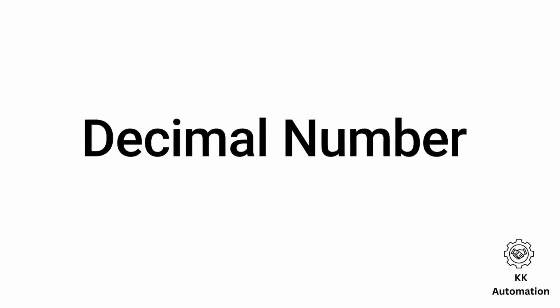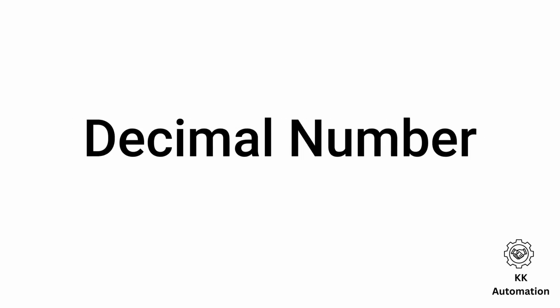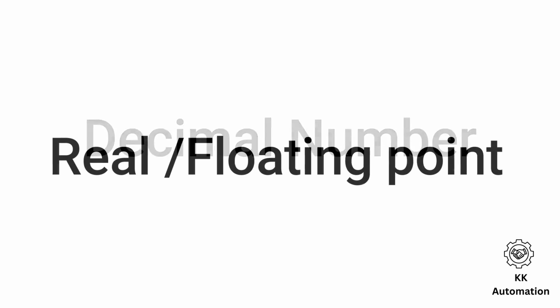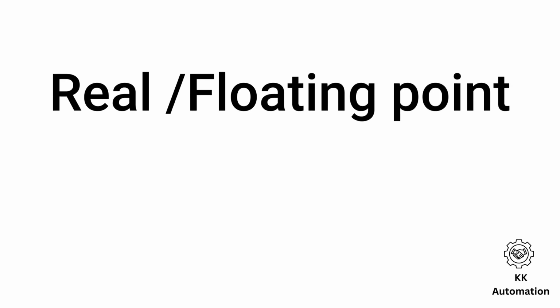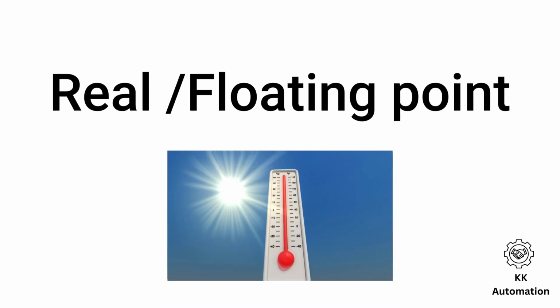Category 3. Decimal numbers, floating point. What if you need to store a number with a decimal point like 73.5? For this, you use a data type called a Real. This is also known as a floating point number. This is what you use for precise measurements like temperature, pressure, or positions.